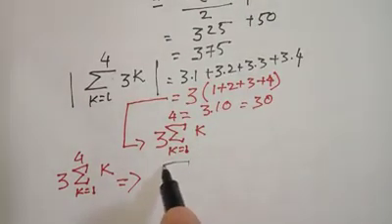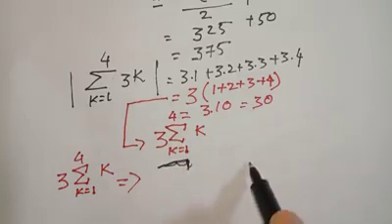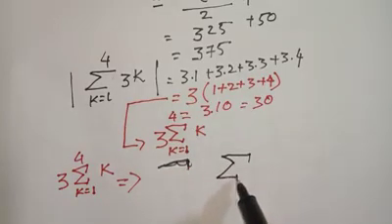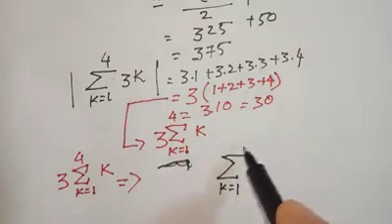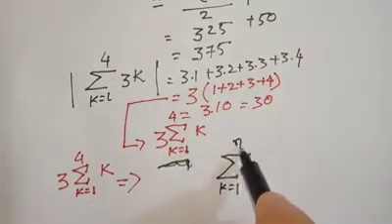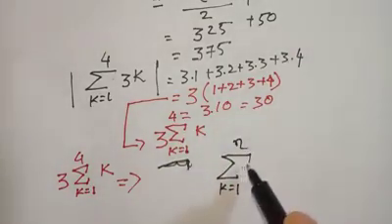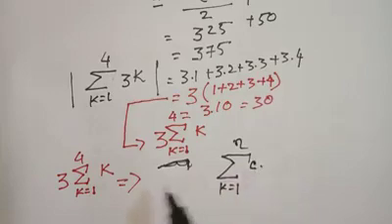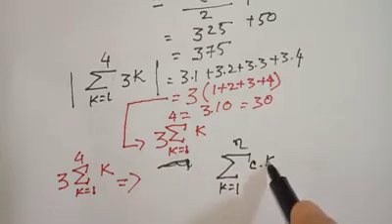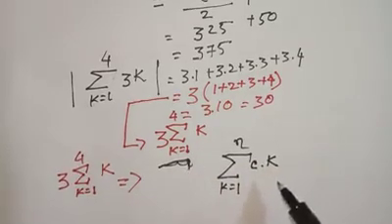We can write sigma, okay, let me write it over here, you can understand. Sigma of k equals 1, and it goes up to n. So it is not 4, it can be any number, so let me put it as n. C, that is the constant, times k. That looks much cleaner.